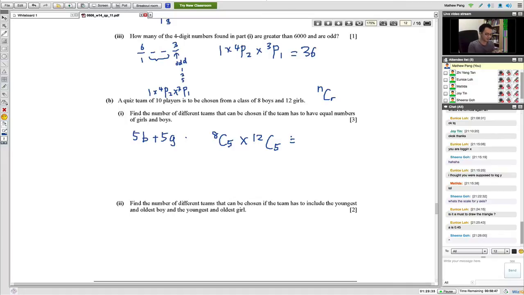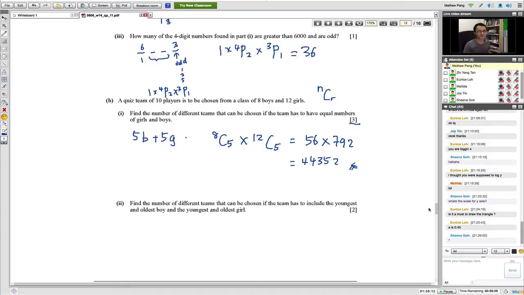Wow, the answer is very big. But I think it's correct. So it's 44352. But because the question gives you 3 marks, I think this question is just too easy to get the 3 marks compared to the permutation question. So you just write what is 8C5. So it's 56 multiplied by 12C5, multiplied by 792. Just make it look nicer. At least the examiner has a place to give you 3 marks.